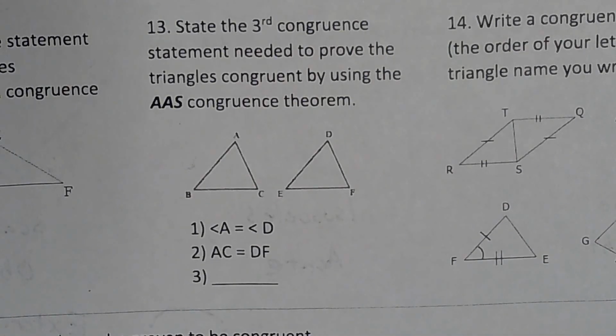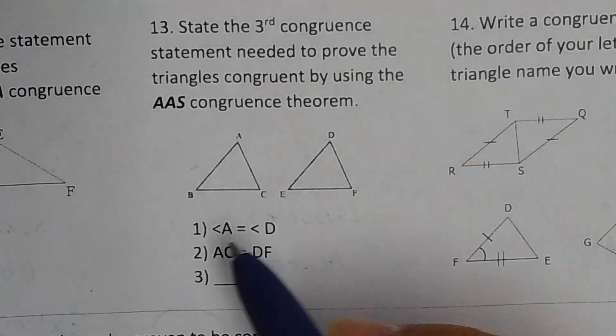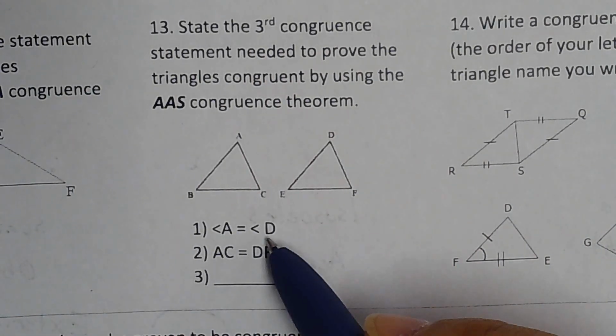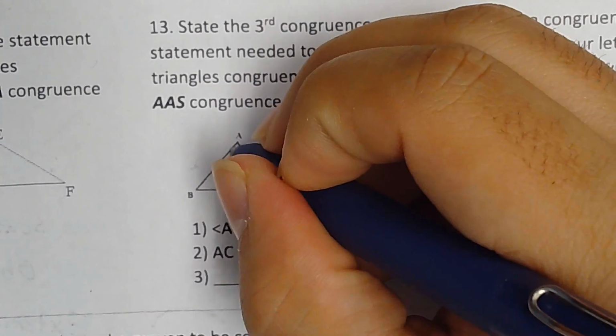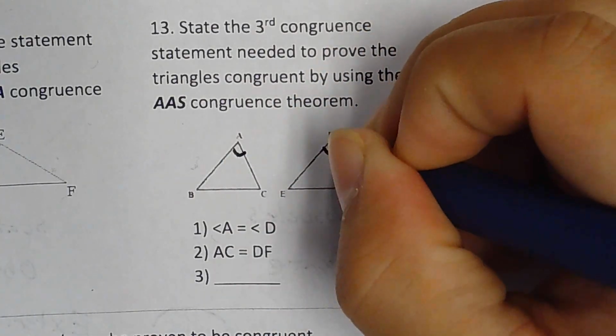All right, so this one, we need to prove congruence using our angle theorems. So if we have AAS, that means we're going to have angle, angle, and side. So the first thing that I said is angle A is equal to angle D. So those are going to have single arcs.